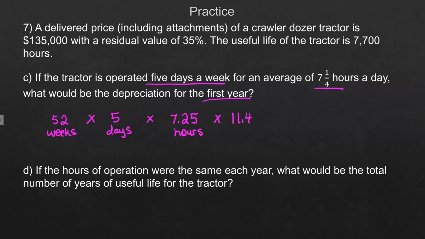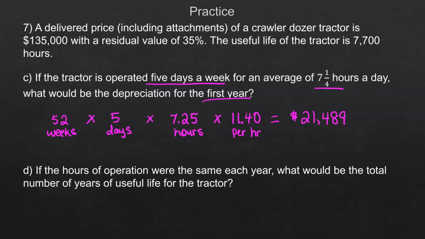times 11.40 per hour, right? Because that's how much we get to take on our depreciation every single hour. So multiply this out and you end up with $21,489, and so that's how much the depreciation would be for the first year.